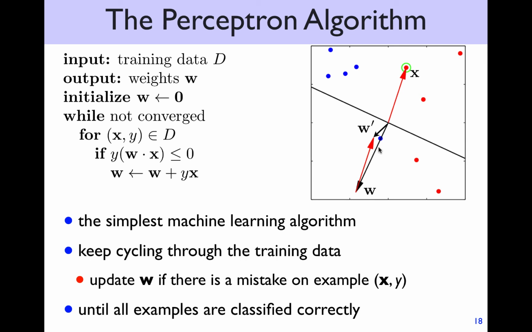So for example, W is pointing in this direction, and a positive example X is misclassified, right? If W is pointing in this direction, that means this half of the space is considered positive by the current model. Now, this is an example that you would misclassify, right? It's a positive example, and its dot product is negative, so you need to do an update. The update is: new W becomes W plus this X, right? And W prime is the new direction, right?